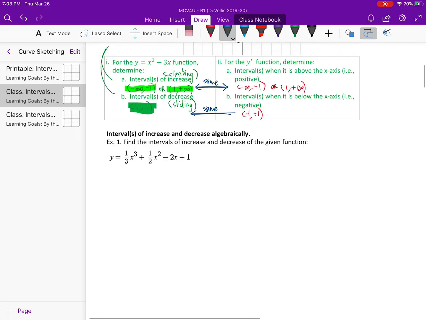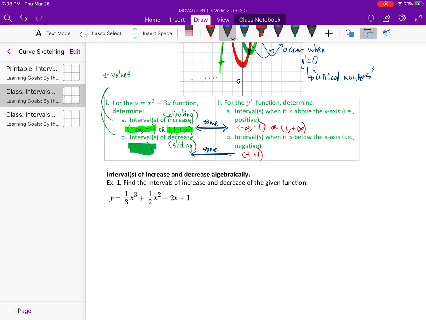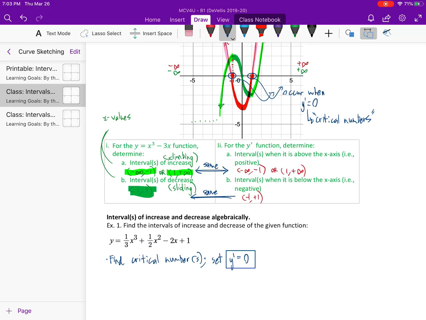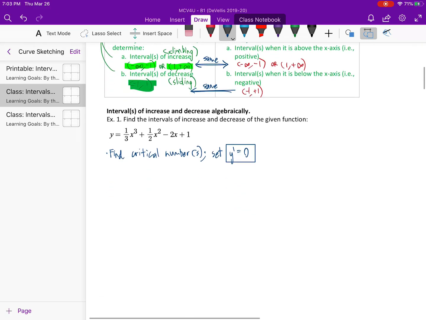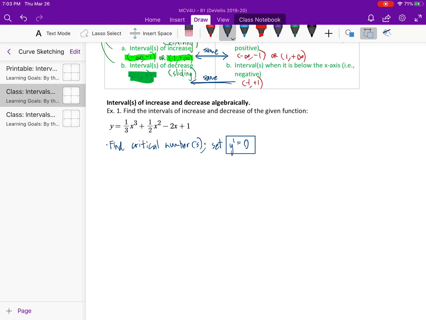So, for example, one below, where we're doing it using algebra: find critical numbers. There might be one, might be more than one. Set y prime equal to 0. So the first thing we have to do, because that's going to tell us when the function changes from increase to decrease and decrease to increase, is find the first derivative.